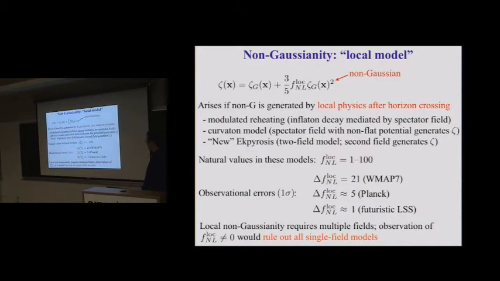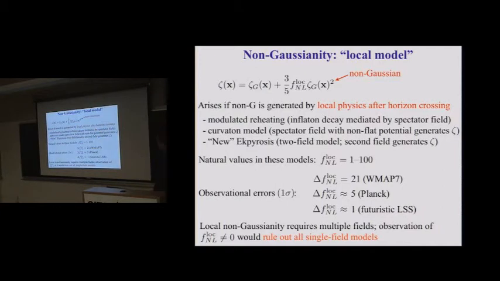So in models where multiple fields are important, if you do not fine-tune anything, then you naturally find values of this FNL parameter, parameterizing the level of non-Gaussianity, between 1 and 100. In some of these cases, the non-Gaussianity is of order 1, and in others, there's factors of 1 over a slow-roll parameter that makes it naturally of order 100.